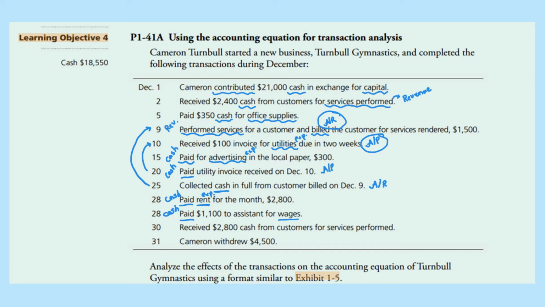On December 30, received 2,800 cash from customers for services performed. So I received cash, so my cash increased. For services performed means provided, so it's gonna be revenue earned. Last transaction on December 31st, Cameron withdrew 4,500. So this is the owner, he withdrew money for personal use. Withdrew means it's withdrawal and he took from the business cash, so my cash will go down.